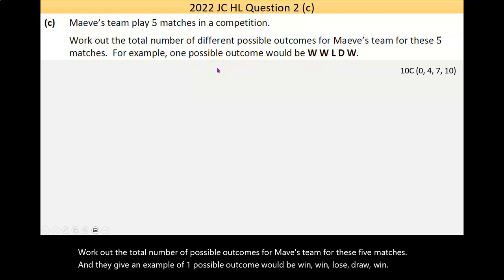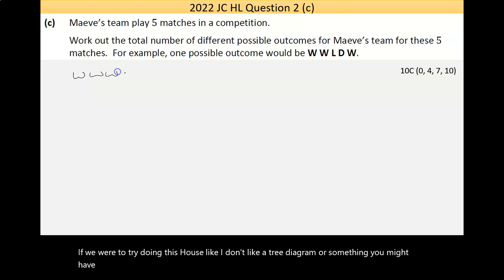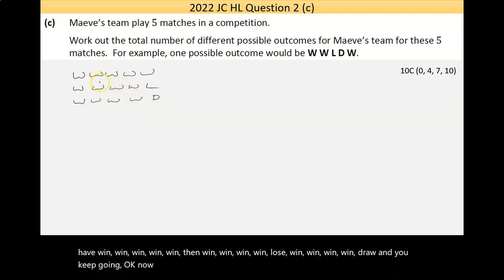Now, if we were to try to do this out, like a tree diagram or something, you might have win, win, win, win, win. Then win, win, win, win, lose. Win, win, win, win, draw. And you keep going. Now it would be forever. It's not a good strategy because it would take you a long, long time.